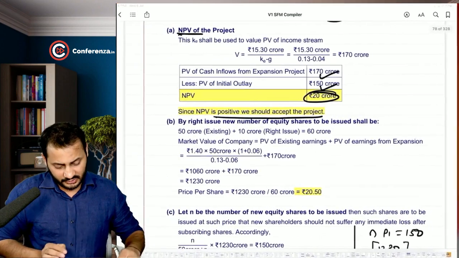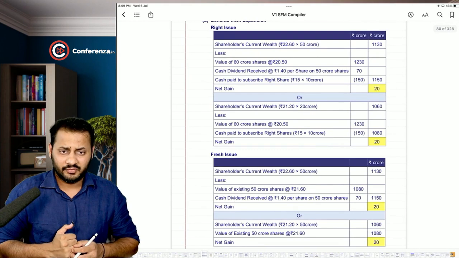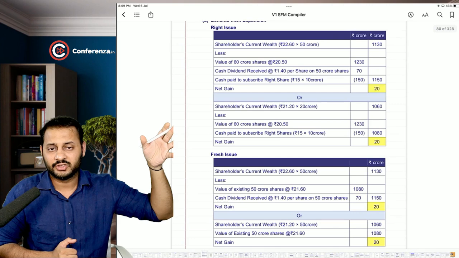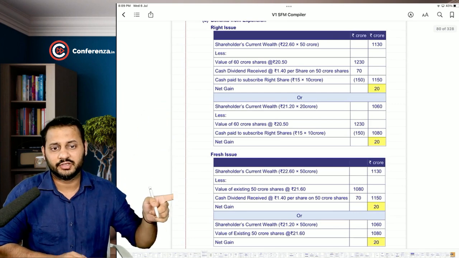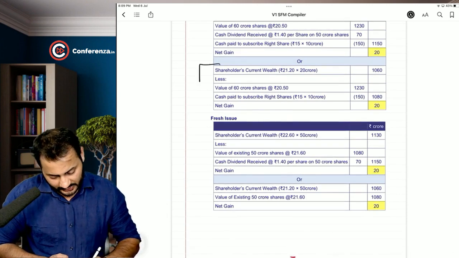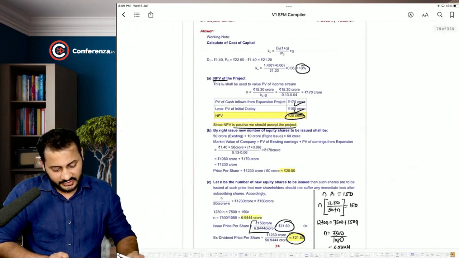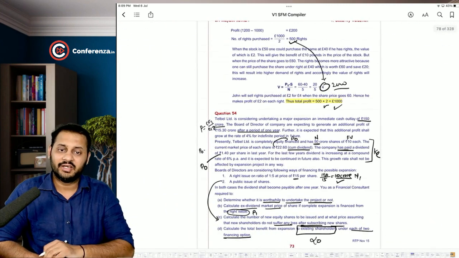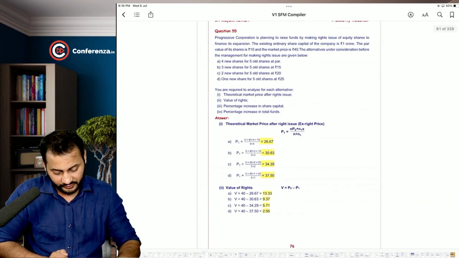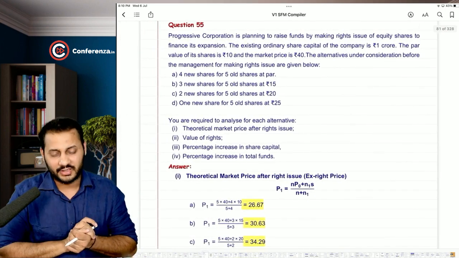This much is the only answer. In the institute, they have given two different alternatives, two different ways of calculating the answers for the right issue and for the fresh issue as well. You can do it your own way. I would prefer this one, the second option. It is very easy to understand. So with this we end question number 54. It was quite an interesting question and I enjoyed it a lot. After 54, question 55 comes up, which is quite easy. So let's solve it quickly.